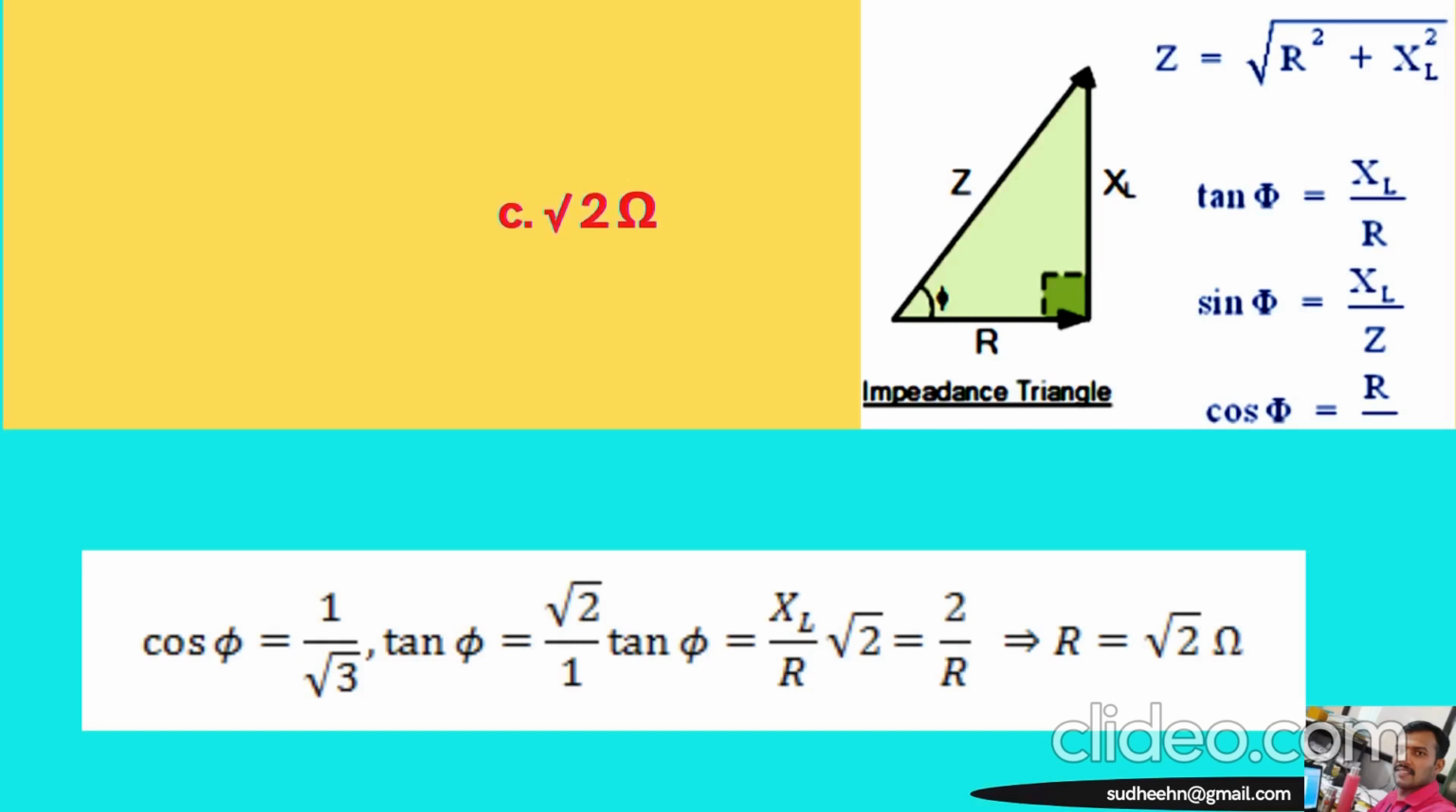This can be obtained with the help of impedance triangle relation. Cos phi is equal to 1 by root 3, tan phi, all those things. By simplifying that, we will get the value as root 2 ohm. This is the required answer for this question.